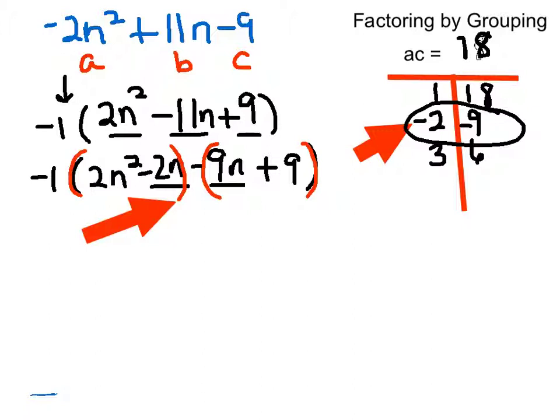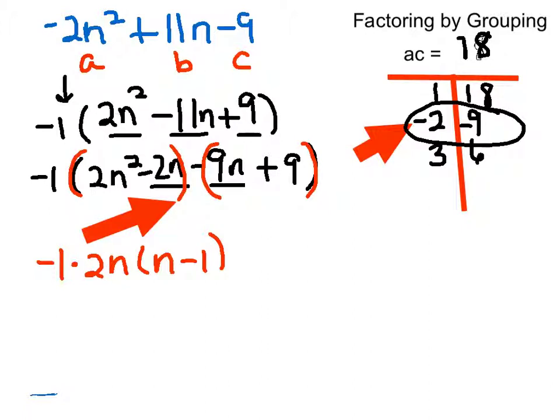Now I'm going to take the two groupings that we have. Let's rewrite this. The -1 is still there; nothing's changed. Now from that 2n, this grouping right up here, I'm going to look at it and see what I can pull out of it that they both share. Hopefully you're seeing a 2 and an n. So I'm going to pull out that 2 and an n. Left inside, I'm going to have an n minus 1.